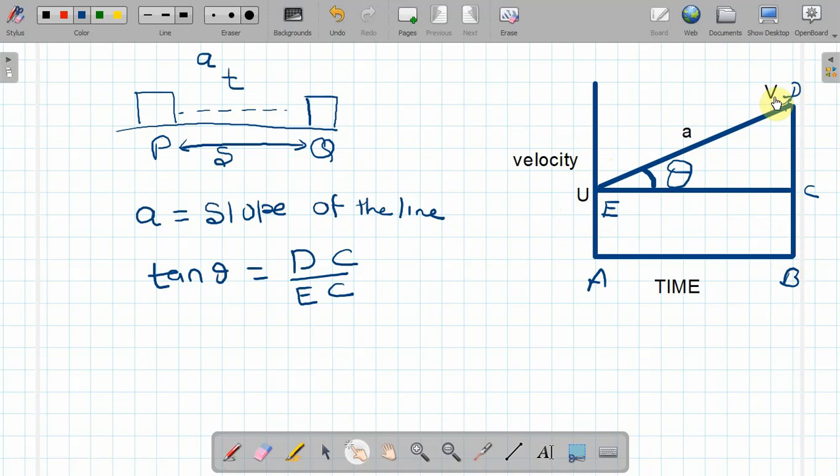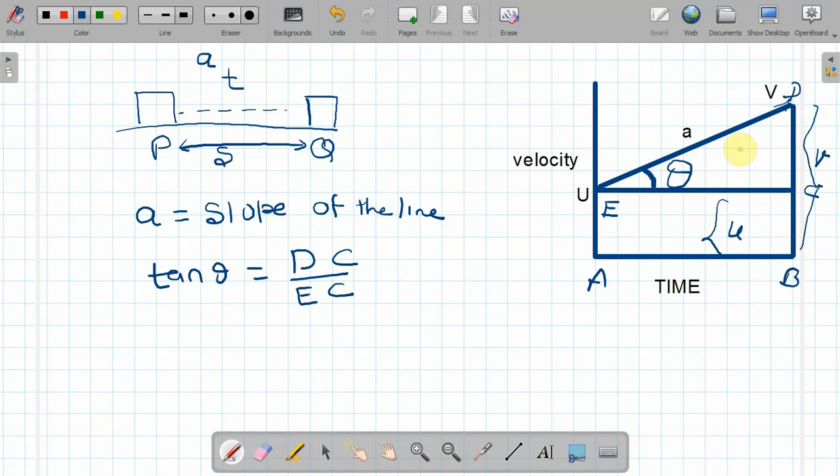So we will define that velocity u and v in this way. Here you can see this portion will come as u, and from this to this it will come as v. Now what will be the value of this DC? Simply v minus u, this will give the DC value.